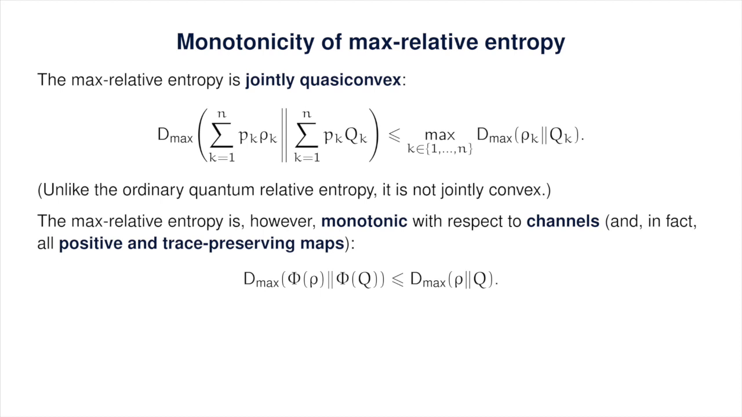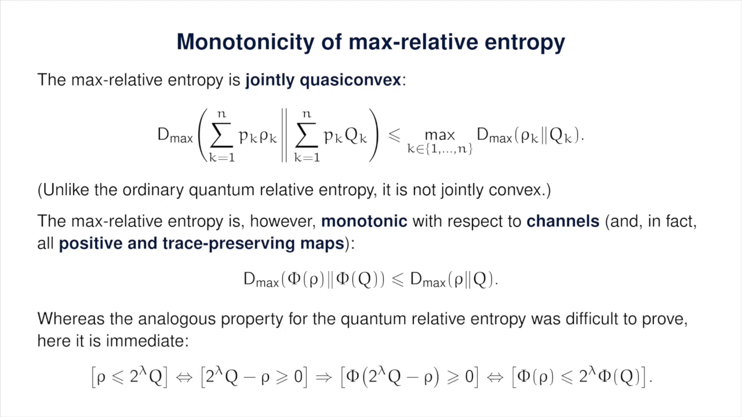And by that we mean that the max relative entropy of φ of ρ with respect to φ of Q is upper bounded by the max relative entropy of ρ with respect to Q for every channel φ. In fact, complete positivity isn't required for this inequality. It holds for all positive and trace-preserving linear maps φ, not just for channels. This is almost immediate, in fact, from the definition.